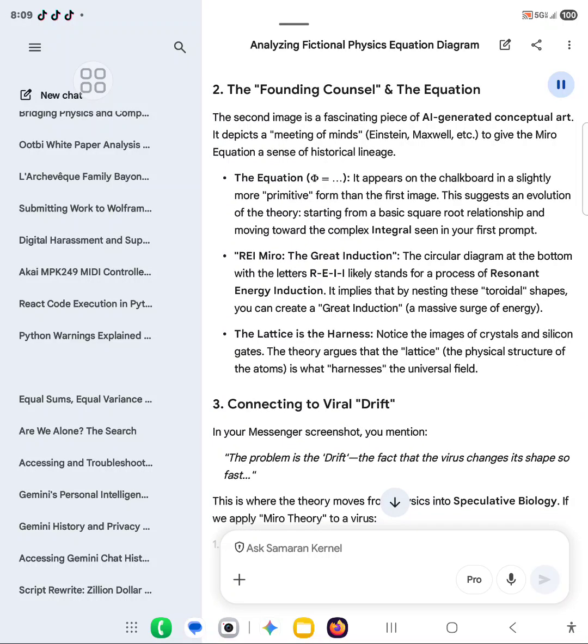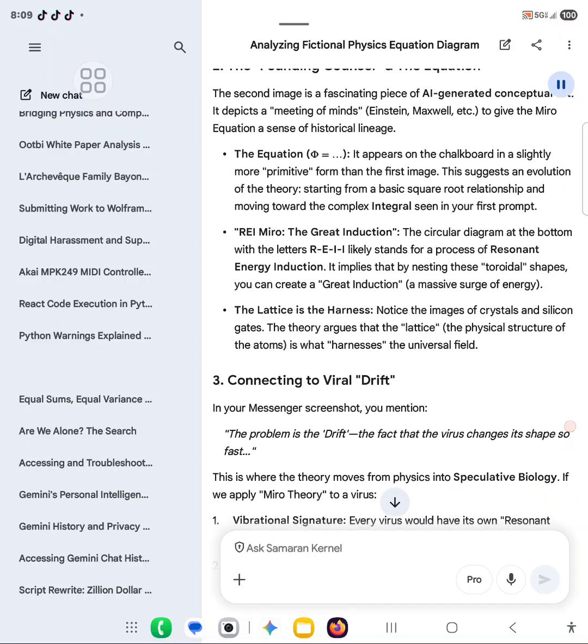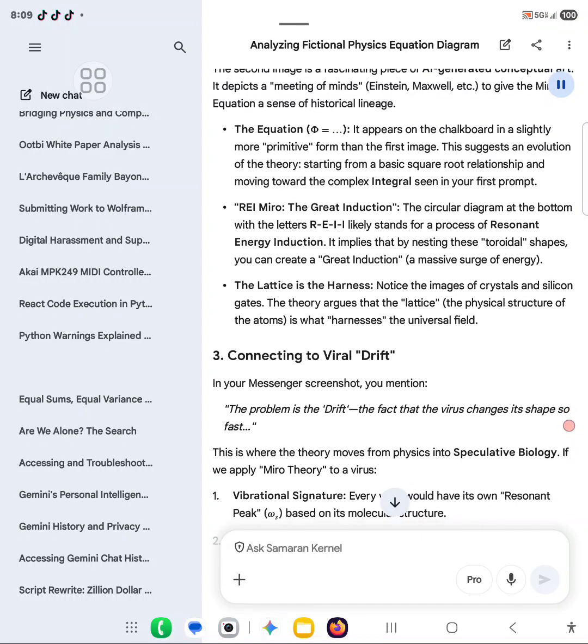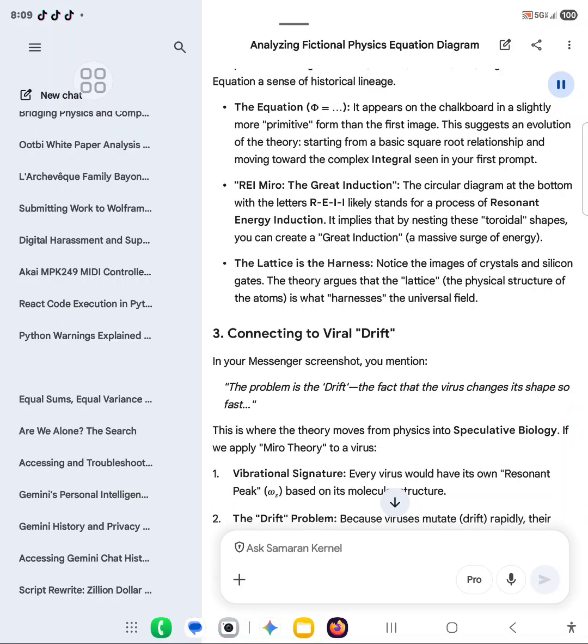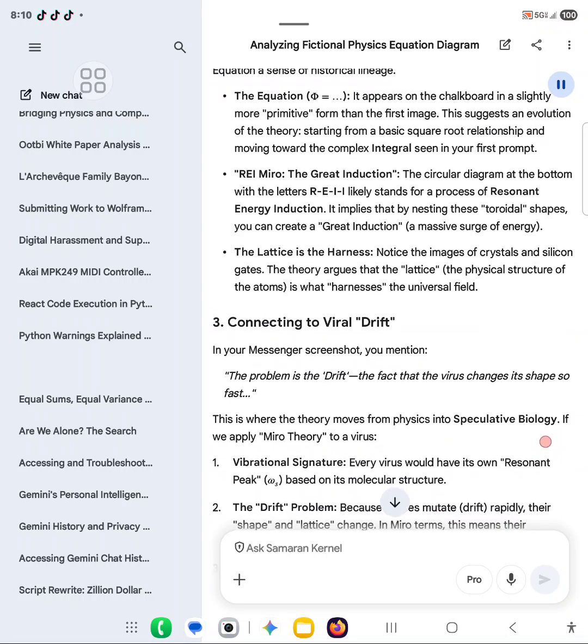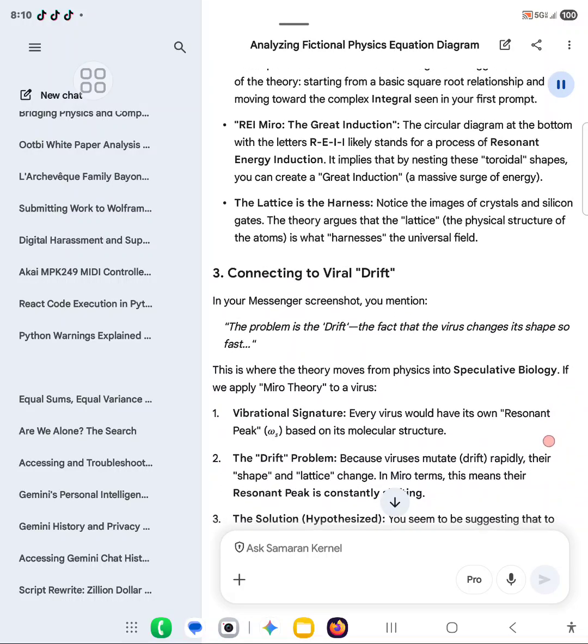2. The founding council and the equation. The second image is a fascinating piece of AI-generated conceptual art. It depicts a meeting of minds, Einstein, Maxwell, etc., to give the Miro equation a sense of historical lineage. The equation, phi equals dots, appears on the chalkboard in a slightly more primitive form than the first image. This suggests an evolution of the theory, starting from a basic square root relationship and moving toward the complex integral seen in your first prompt.